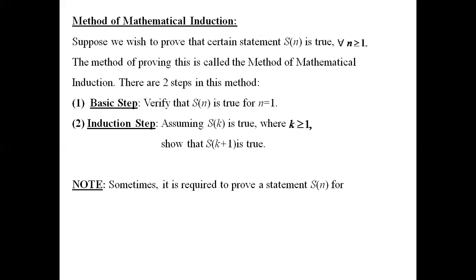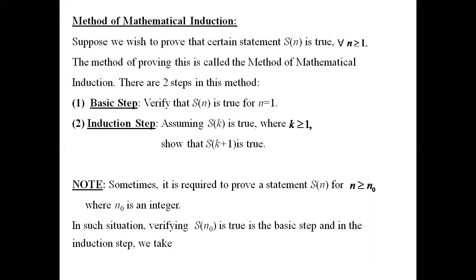We note the following point. Sometimes it is required to prove a statement S of n for n greater than or equal to n naught. So the value of n naught need not be 1 always. It might take some other integer value where n naught is an integer. So in such situation, verifying S of n naught is true is the basic step. And in the induction step, we take k greater than or equal to n naught.